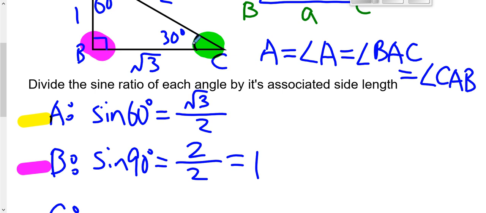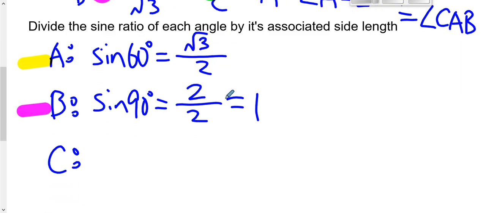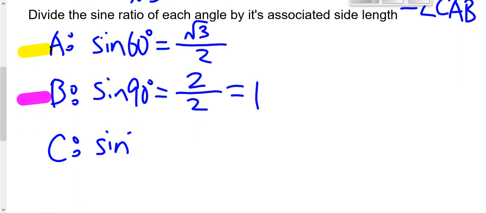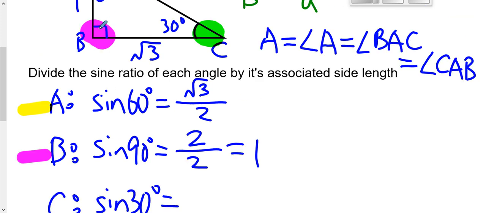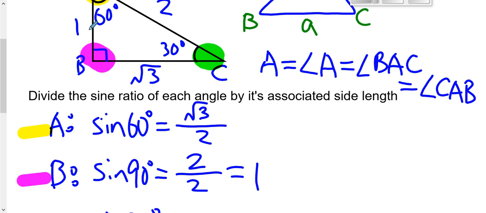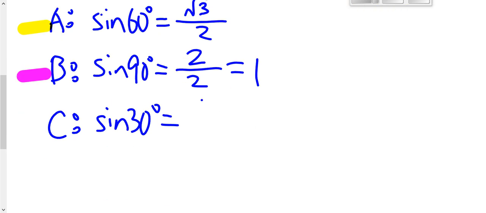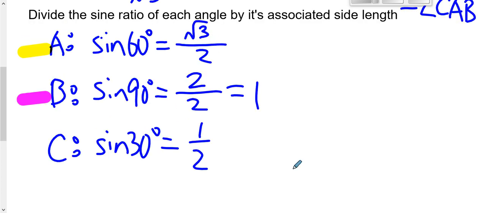Alright, so in this case, angle C is 30 degrees. So sine 30 degrees. Again, opposite over hypotenuse. Opposite is 1. Hypotenuse is 2. So 1 over 2. When you look at this, no big deal. The numbers are different because the angles are different. But this is not the end of the story.